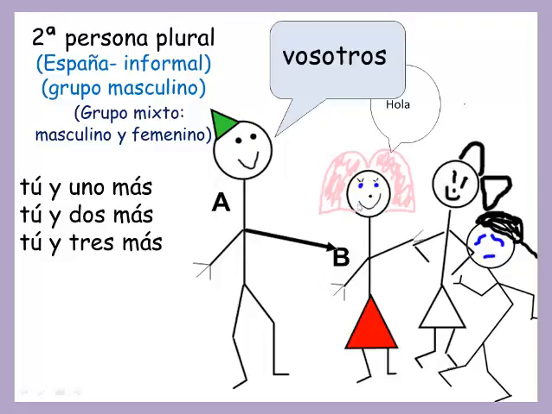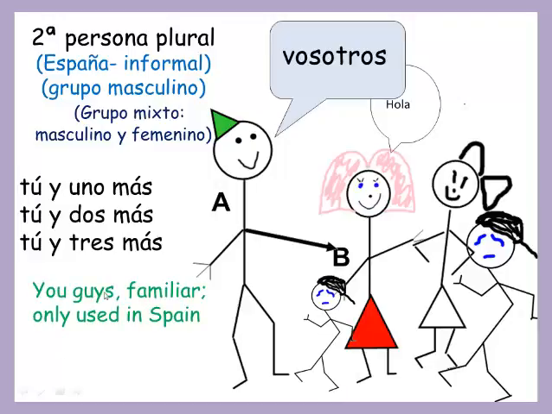And then here you've got yourself and two other people, and there's your boy. So what makes this the vosotros form is this individual. It's a male. And if it was you and three other people, it would still be vosotros. I'm talking to you guys. And this is the familiar form, which is only used in Spain.